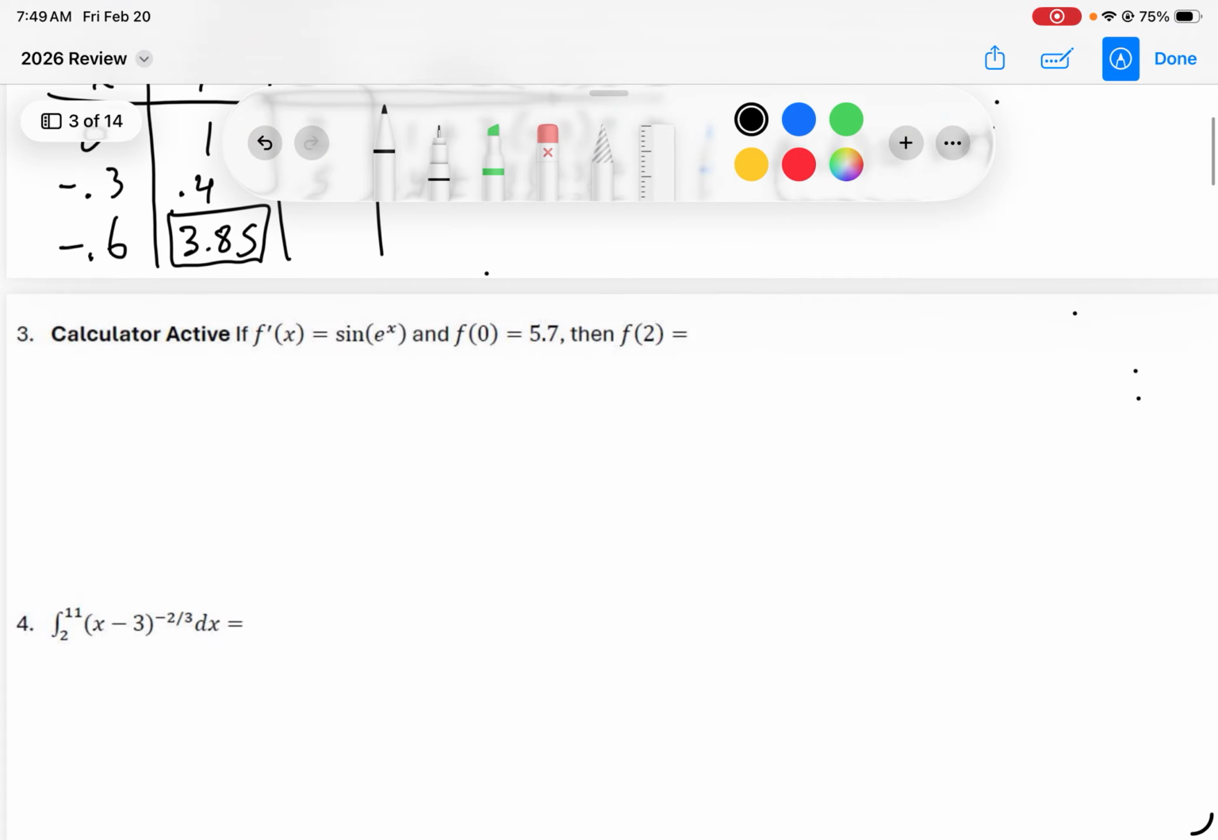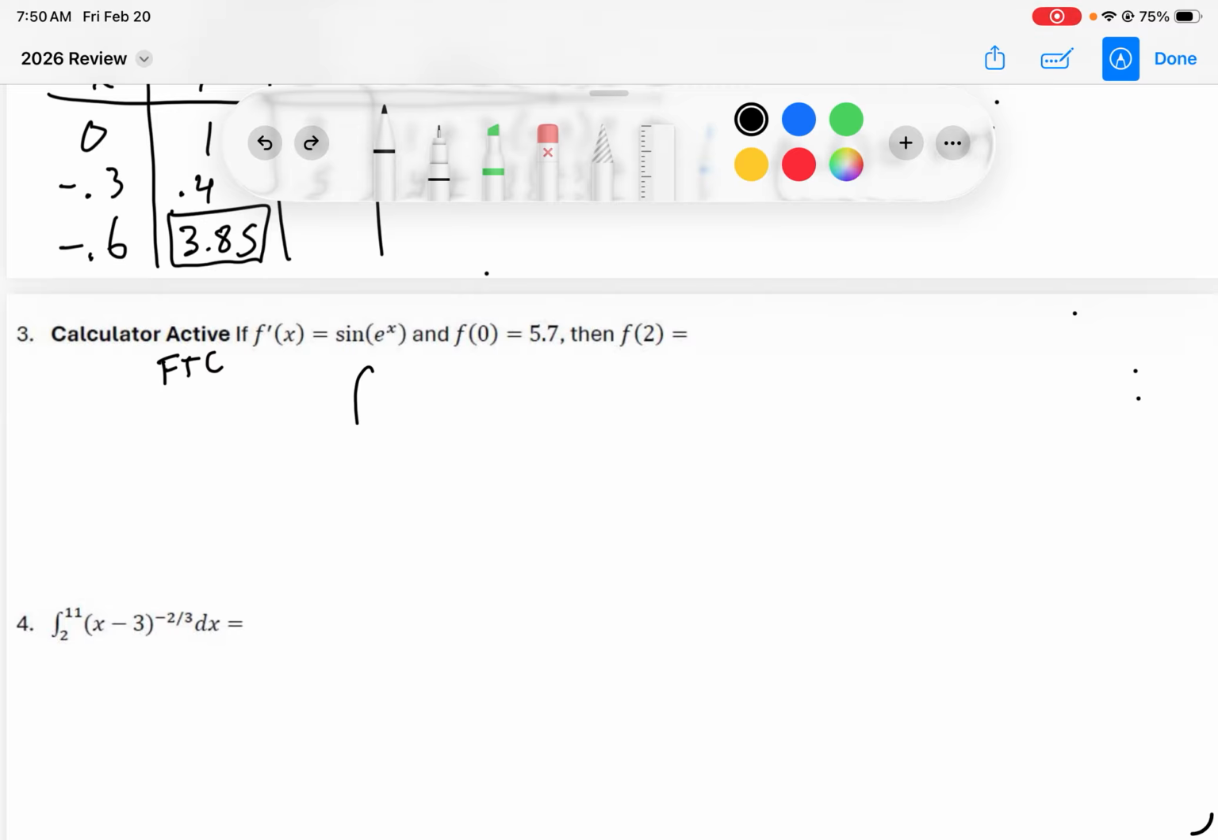Next, calculator active. It says the derivative is sine of e to the x, and f of 0 is 5.7, and we want to find f of 2. Okay, this is not technically like a BC Unit 6, 7, 8. This is just the fundamental theorem of calculus. And I just want to show it to you as often as possible so you can kind of recognize it, because it is the fundamental theorem of calculus.